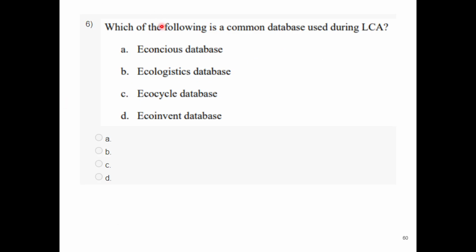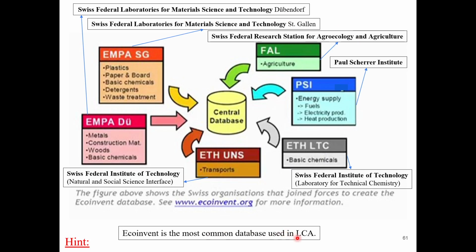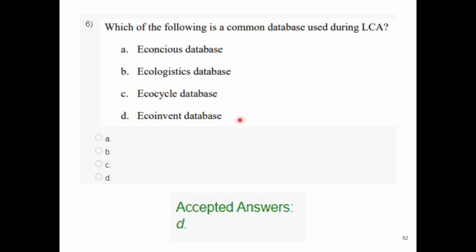So sixth question, which of the following is a common database used during LCA? A, Econscious database, B, Ecologistics database, C, EcoCycle database, or D, EcoInvent database? Out of A, B, C, and D, which is the correct option? So we have properly discussed this. This should be the EcoInvent database of Switzerland, which is a very globally accepted and standard database. So it is the most common database used in LCA. That is EcoInvent. It is a central database made from various institutions combined, and it is from Switzerland. So the EcoInvent database is the correct option.